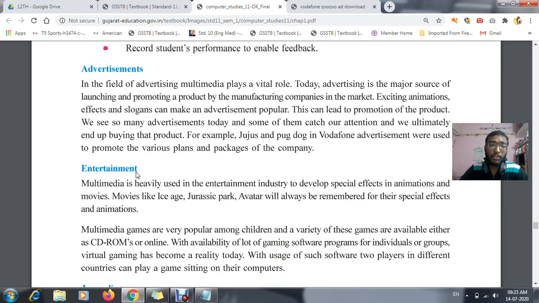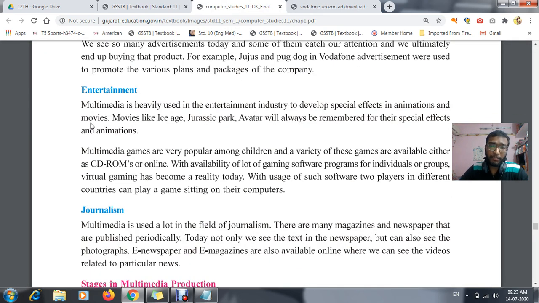Now next is about entertainment. As you know, the best example is your animated or VFX movies, such as Iron Man and the Avengers series. That means they are using certain special effects, and by using the special effects, they are giving more thrilling scenes. This is the best example.